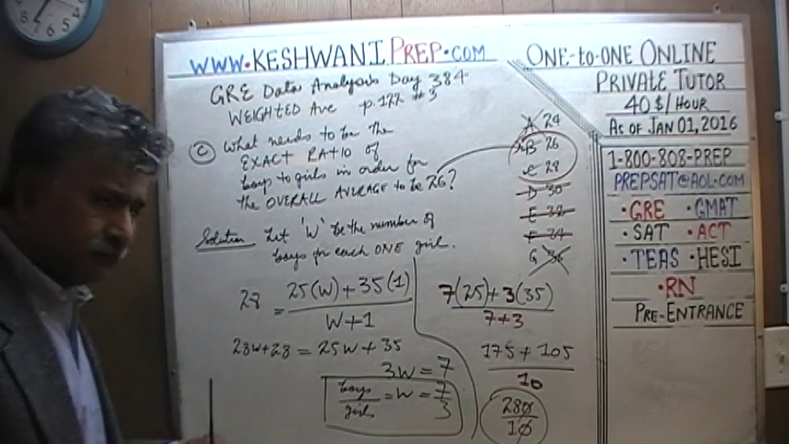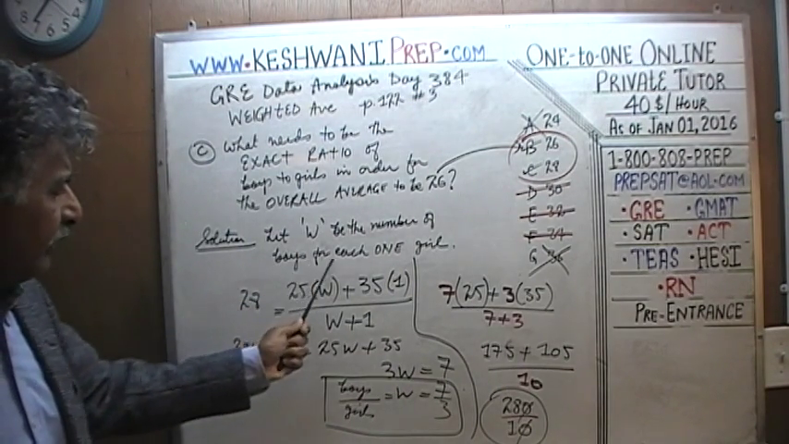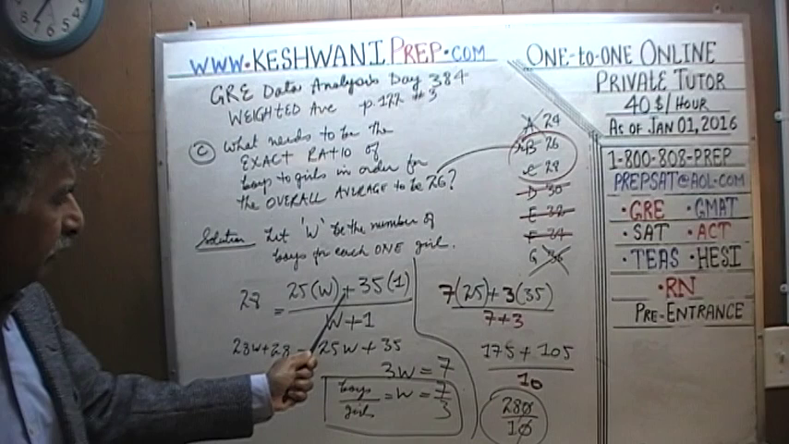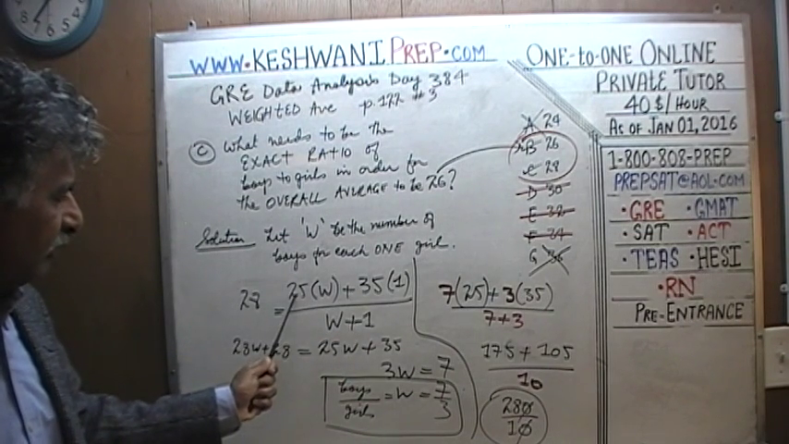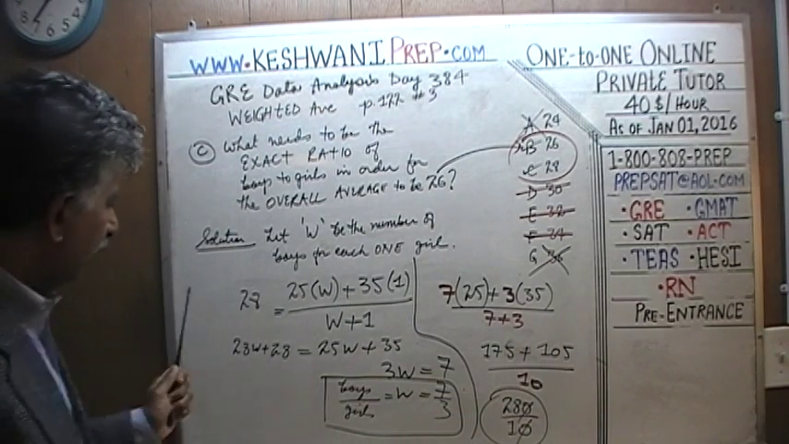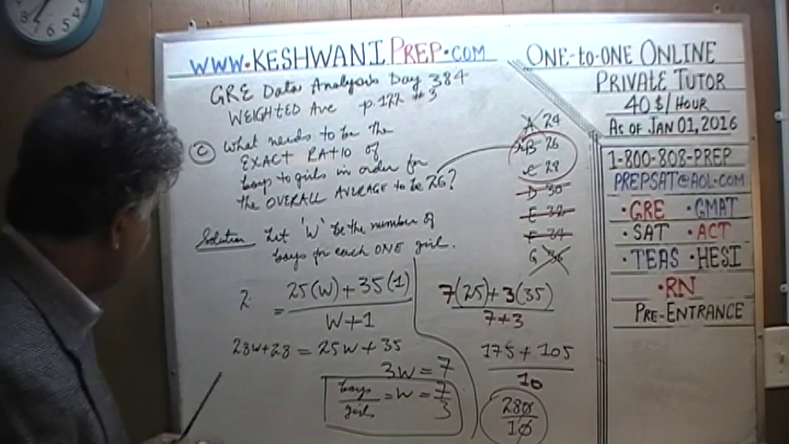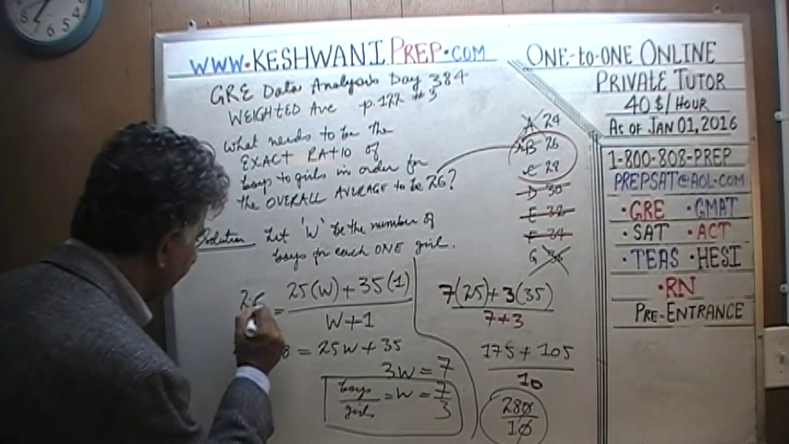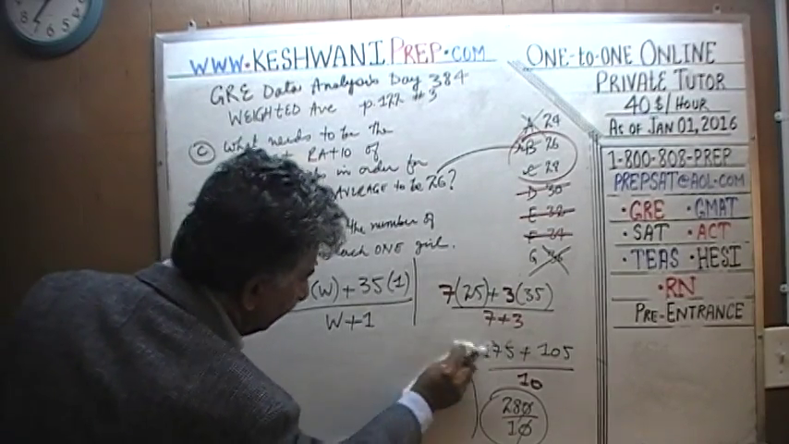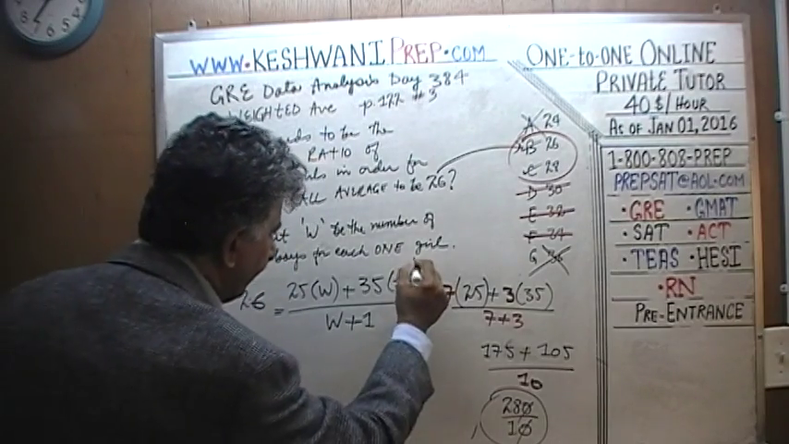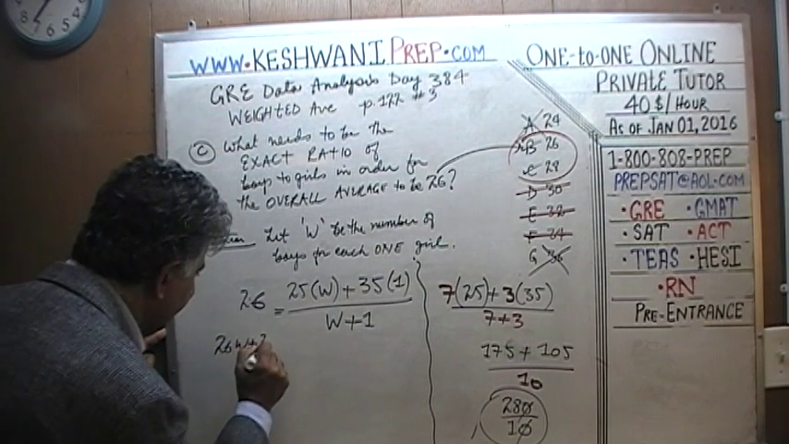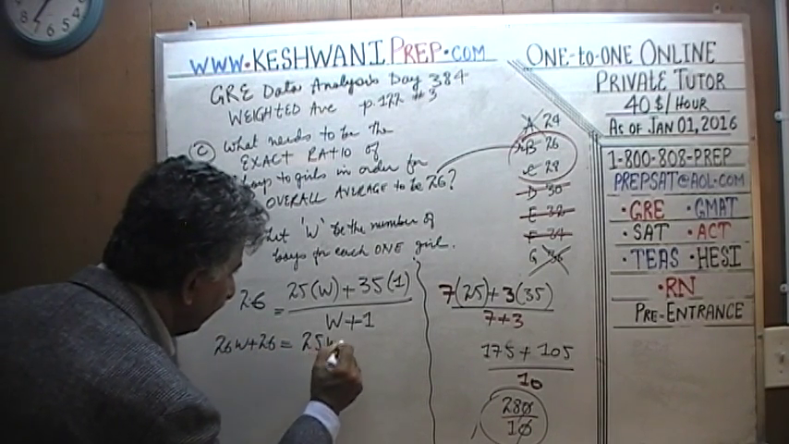Hold on, let's do this together. So again, let W be the number of boys for each girl. If there are W boys for each one girl, then 25 times W, this is the number of boys, plus 35 times 1, divided by the number of kids in the class, which is W boys and one girl, has to equal 26. Let's cross multiply. We get 26W plus 26 has to equal 25W plus 35.